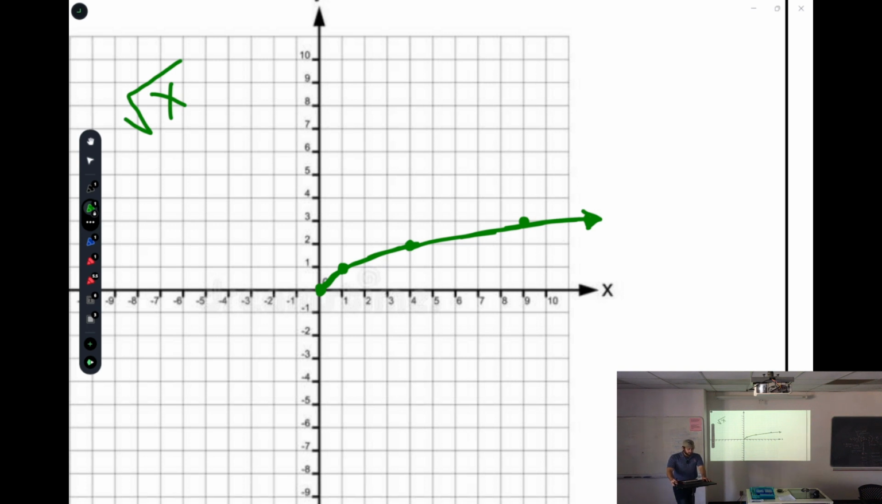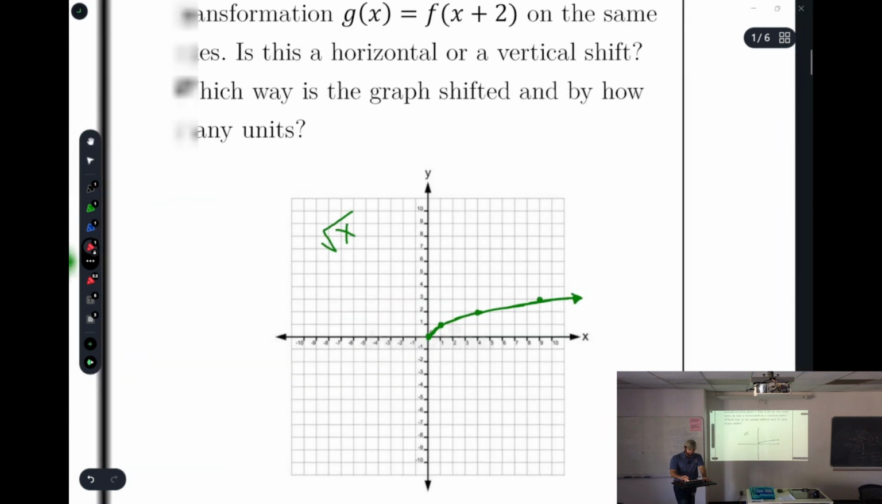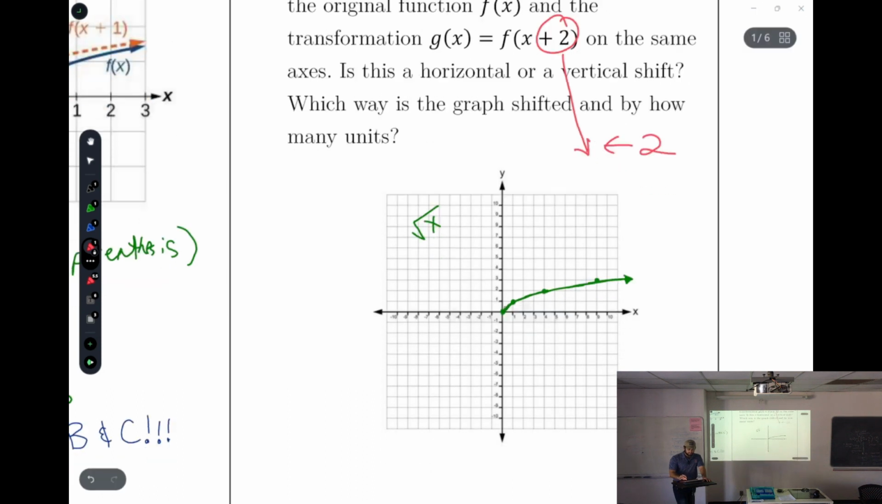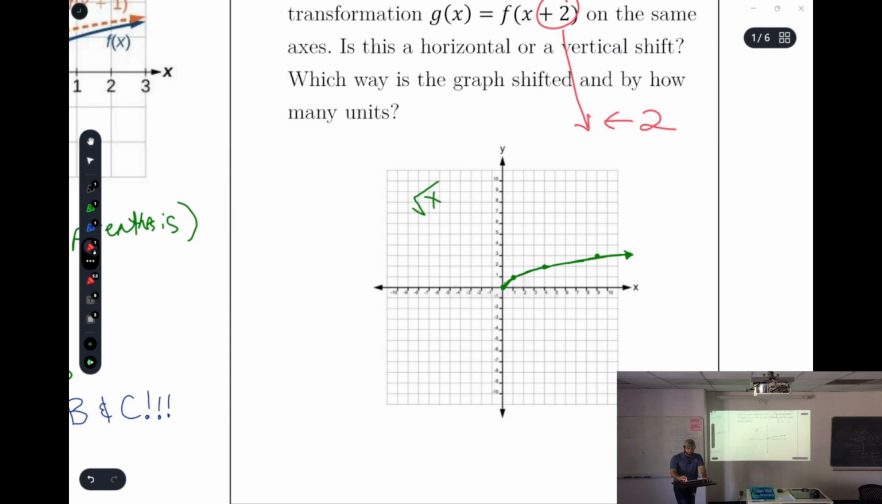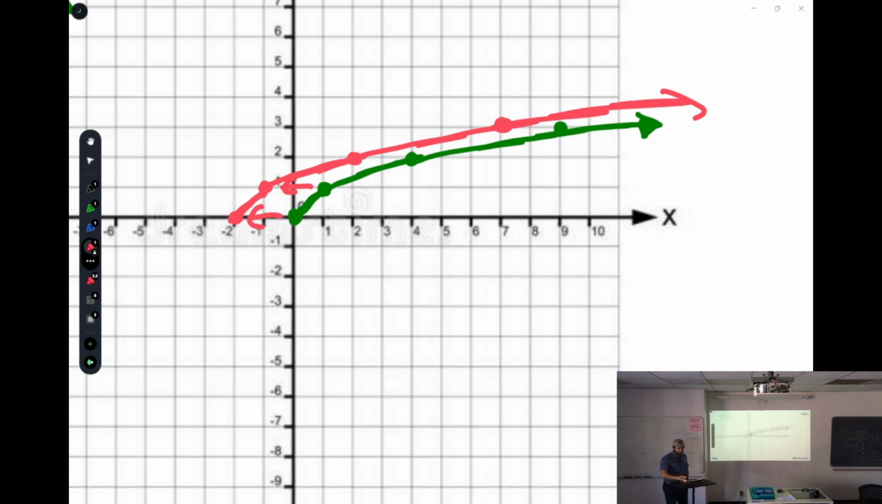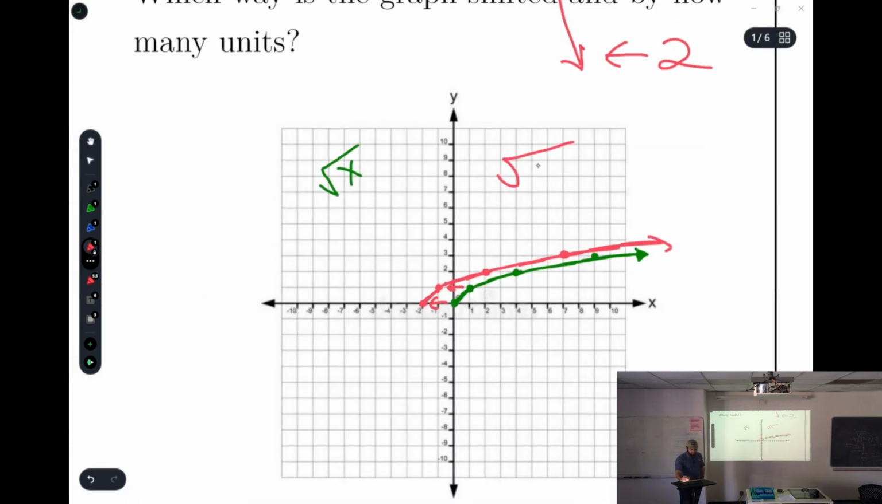Nah, it's all right. But we're actually going to do something to this. What are we going to do to it? Which way? To the left? 2? No, not going to do it. Going to refrain. We're going over 2, right? So just take every single dot and move it over 2. And then connect your dots. Not too bad. That would be root of x plus 2.